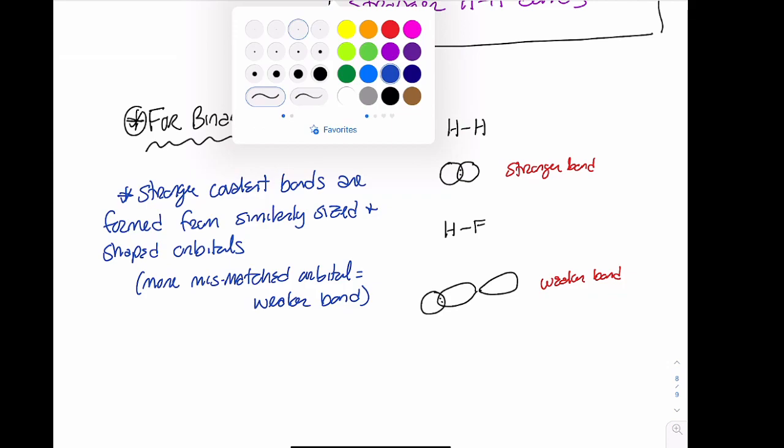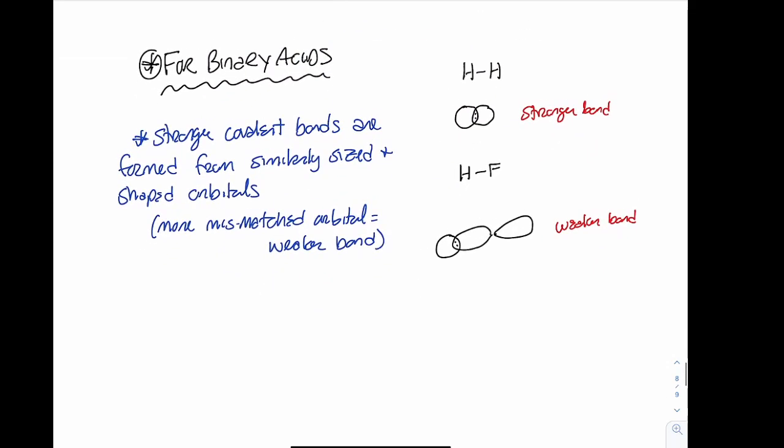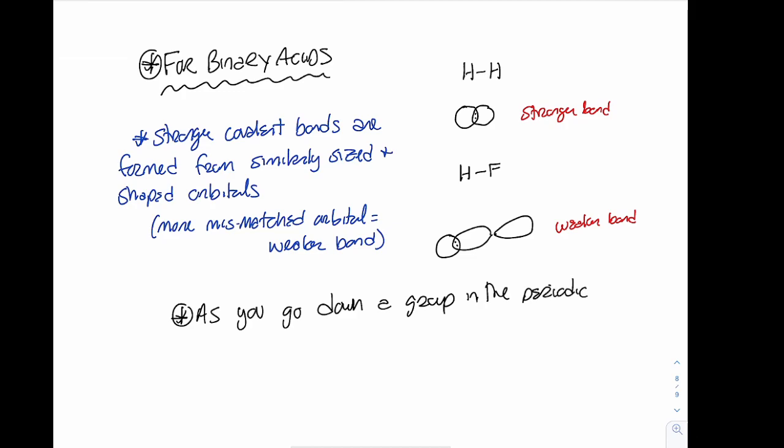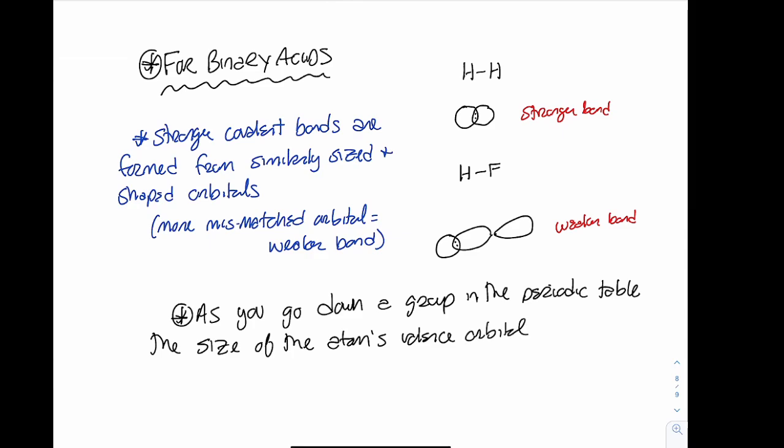So let's write some of that down. As we go down a group in the periodic table, the size of the atom, essentially the atom's valence shell orbital, we should say, gets larger.